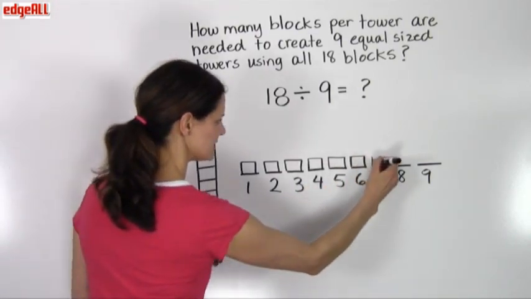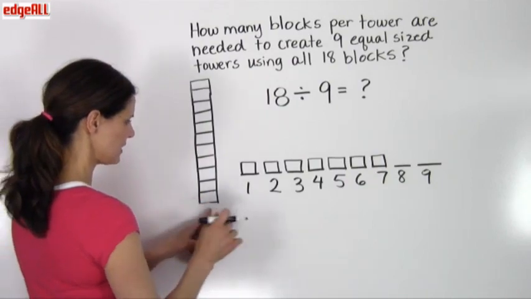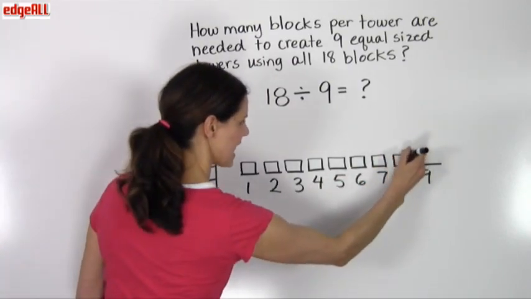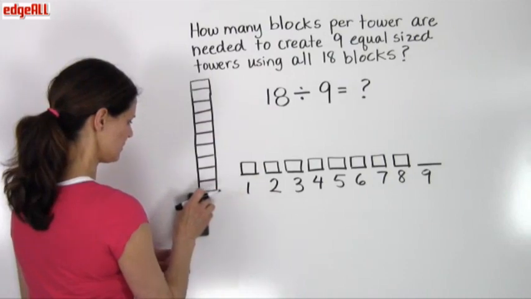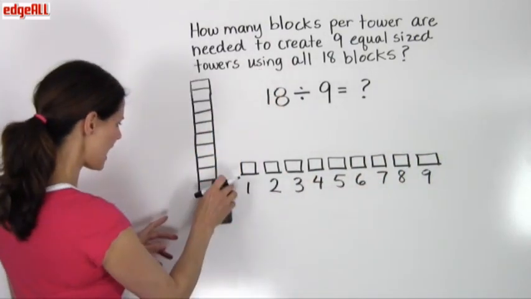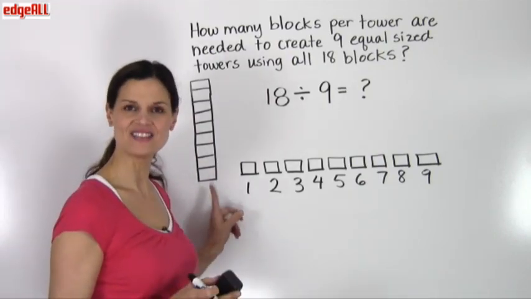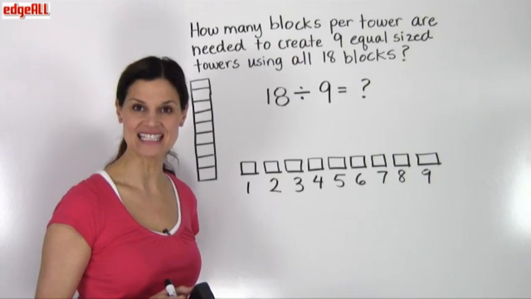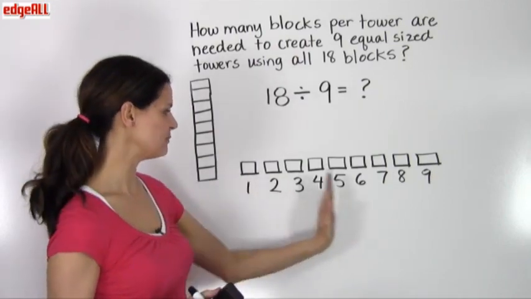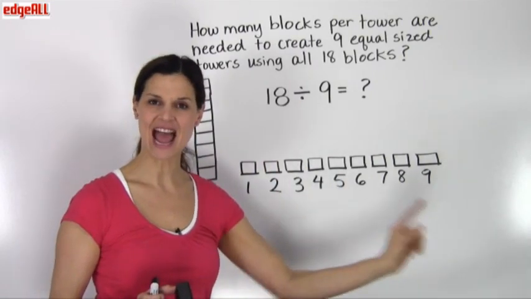And then I've got a 7th little block here. Take it away from the big one. And an 8th. Remove that. And a 9th. So I can see that I still have more blocks left in my original stack of 18. So far I have been able to place one block in each of the 9 towers.